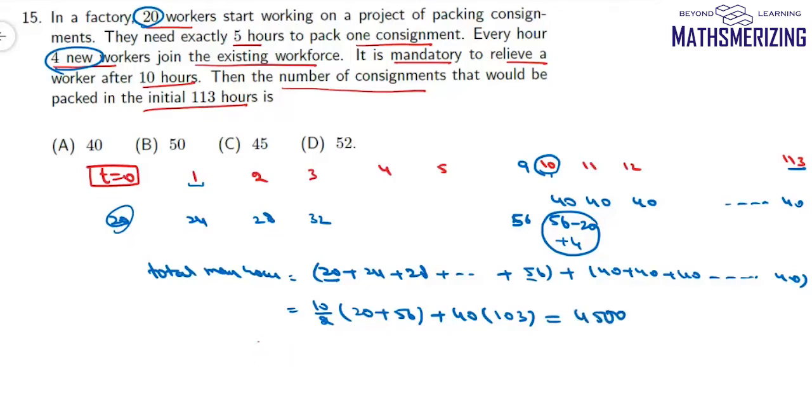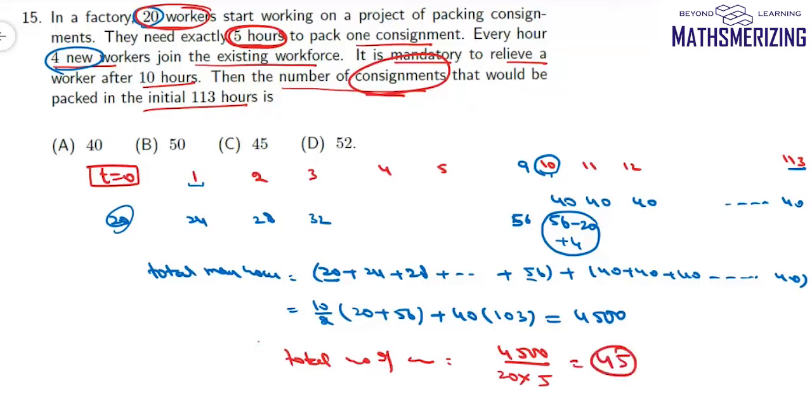So we need to find the total number of consignments that would be packed. So the total number of consignments that can be packed is 4500 divided by, now it takes 5 hours and 20 workers to pack one consignment. So that means it takes 20 into 5 man-hours. So it'll be simply 45. So in this duration of 113 hours, the number of consignments that would be packed is simply 45. That's your option number C.